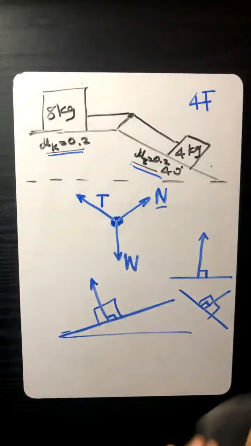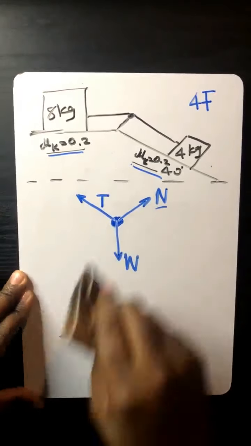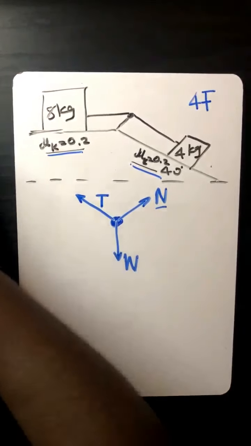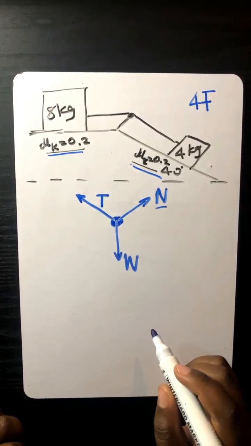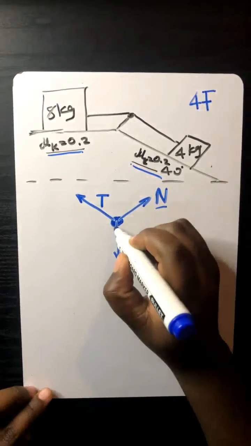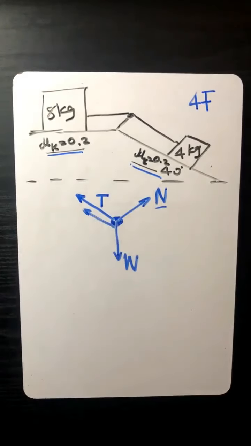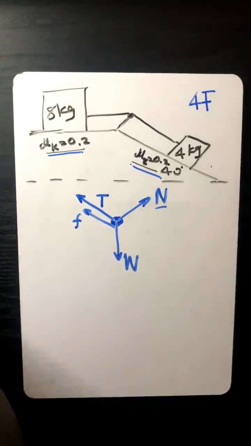Okay, 100%. So let me remove all of that. Then you remember, because they talked about the kinetic friction, which means we are going to have frictional force. Can you see? Yes, sir. So this is how you easily draw a free body diagram for that 4 kg block. I hope that it makes sense, isn't it?